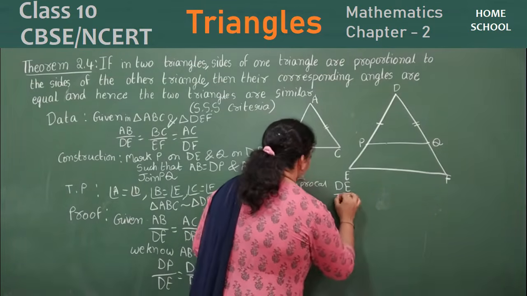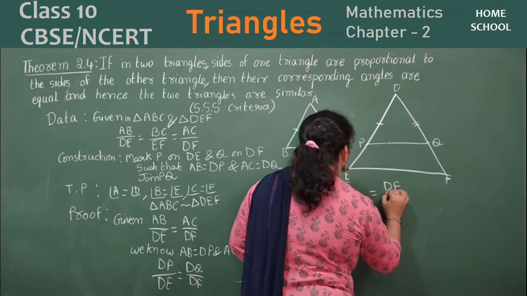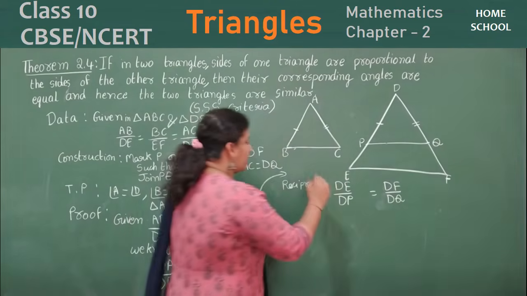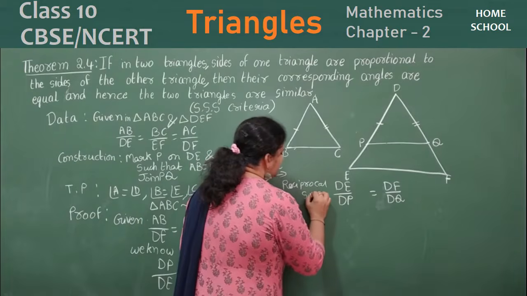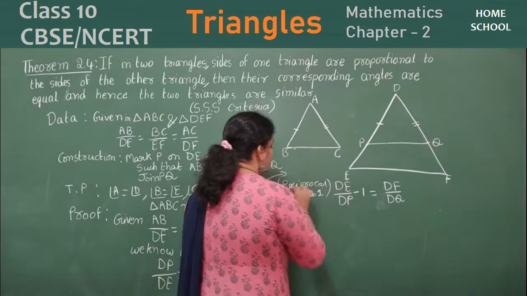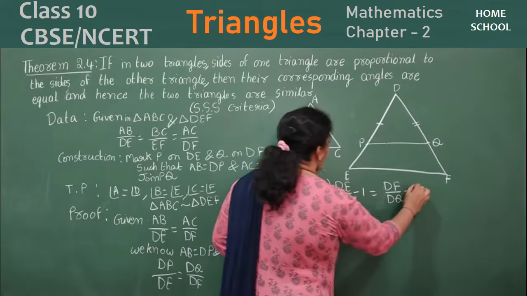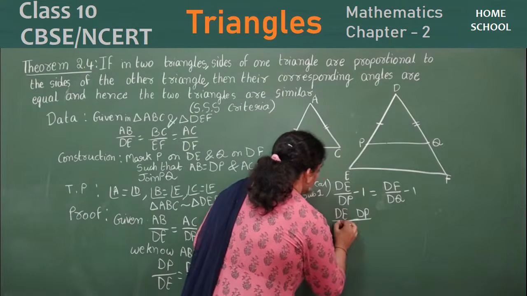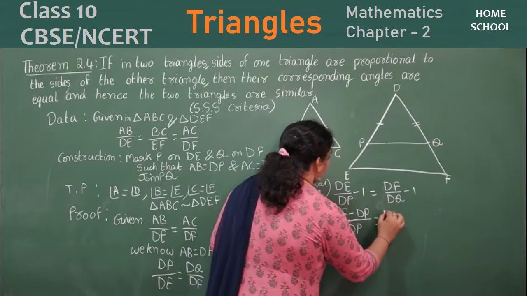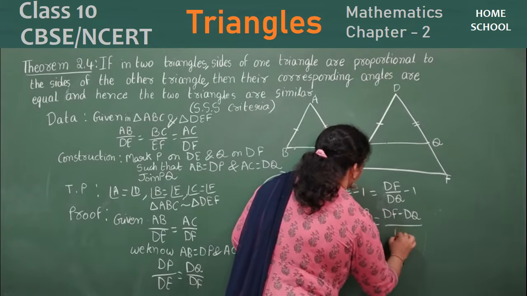DE by DP and DF by DQ. Why am I doing this? I have said, children, I will do the reciprocal and subtract 1 on both sides. So look here, doing the reciprocal of the ratio and subtract 1 on both sides in order to get the BPT ratio. Okay, do the LCM, children. DE minus DP by DP is equal to DF minus DQ by DQ.